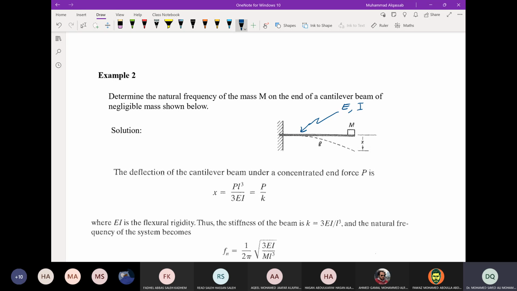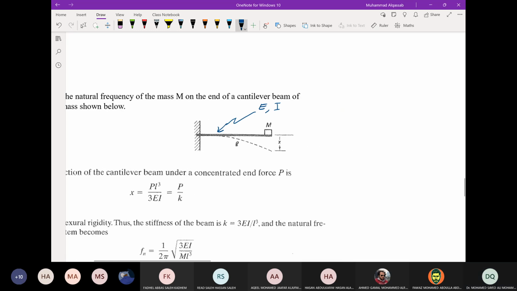and negligible mass. Now the mass is negligible for the beam as compared with M, but this is not usually mentioned. If the mass at the end is very much higher than the mass of the beam, then you can neglect the mass of the beam. There is no zero mass, right? But as compared with the mass at the free end, you can neglect the mass of the beam. Okay, and this can be modeled.